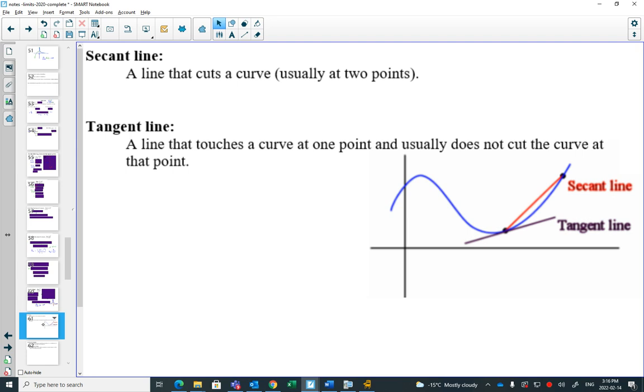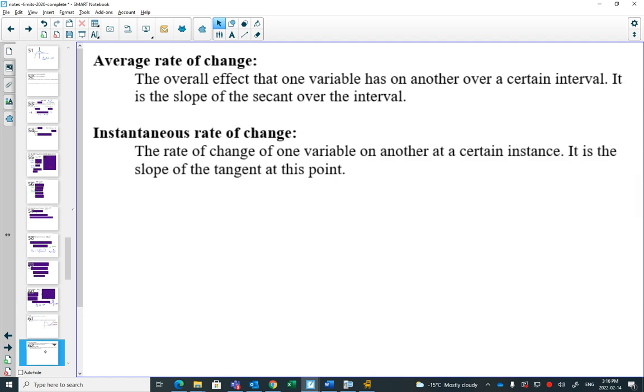An instantaneous rate of change, well, that's your tangent. You're looking at how fast things are changing at a particular moment. So when you're driving, it is looking at your speedometer and saying, how fast am I going right now? That's my instantaneous rate of change. And that's what calculus is all about.